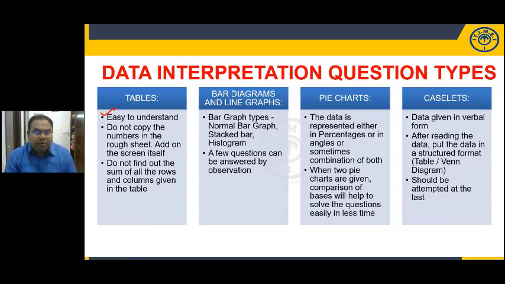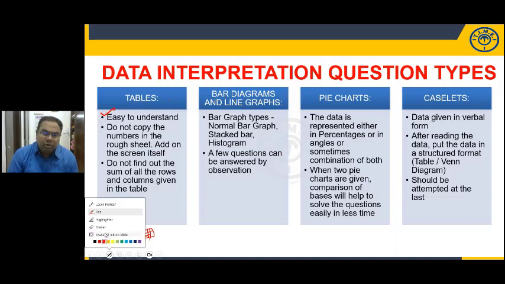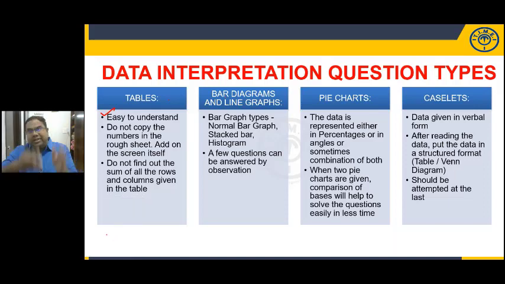When the table is given, let's say some 7 rows and 6 columns, don't add all the rows and all the columns total. Don't do that. Few students will do this, where we first find out all rows total, all columns total, and then start reading the question. No, don't do that. Read the question, and if it is required, then only you add one. Otherwise, it is a waste of time. Don't do that.